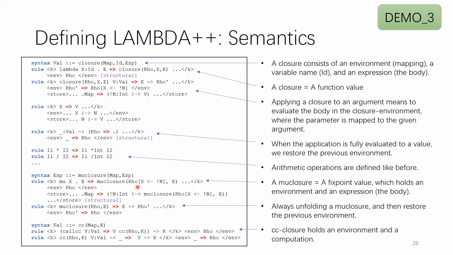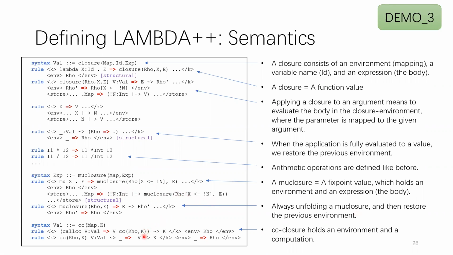And you can see how recursion occurs here, because when creating the closure, we immediately assign x a new location, where the location stores the closure itself, right? So that's where the recursion comes in.